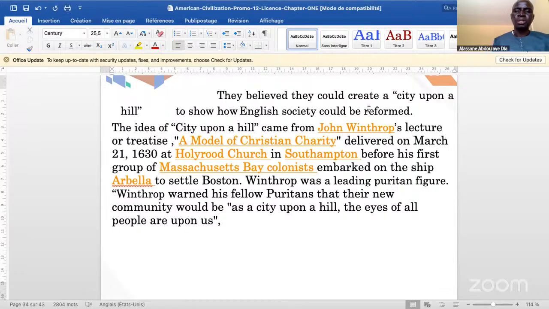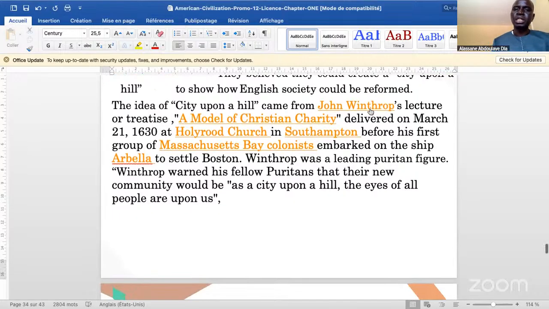So what happens? The idea of city upon a hill came from John Winthrop. Class, you need to know John Winthrop. He was a great religious figure, a Puritan leader. What did John Winthrop do? John Winthrop gave a lecture, and the city upon a hill came from his lecture. And the lecture or treatise was called A Model of Christian Charity.